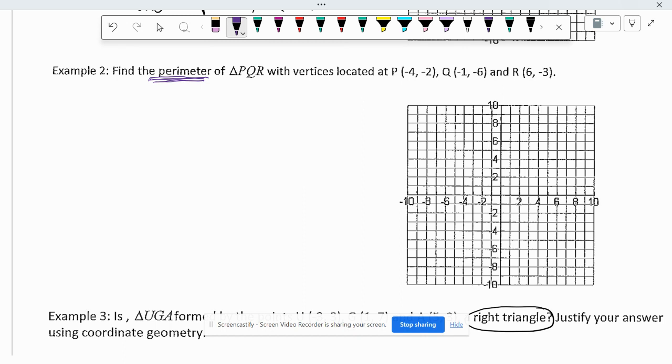So the first thing that we're going to do is plot our points. Let's graph this triangle. -4, -2. And I'm going to call that point P. -1, -6. And I'm going to label that point Q.